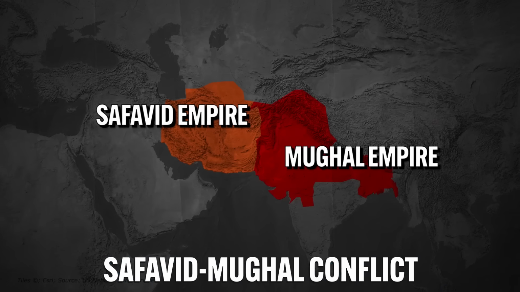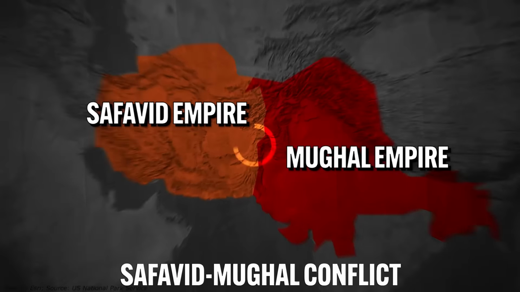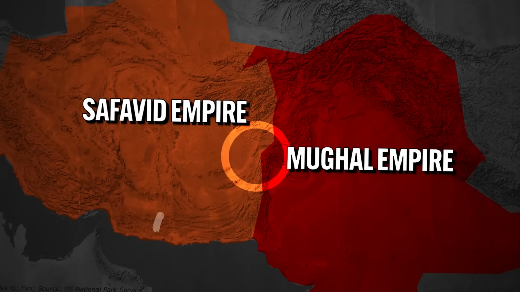And there are lots of examples I can give you, but you only need to know one, so let's consider the Safavid-Mughal conflict. Now, this was a series of wars fought over territory in what is today Afghanistan. And before the war started, the Mughals controlled this territory, but while they were off fighting elsewhere, the Safavids were like, yeah, we'll take that.